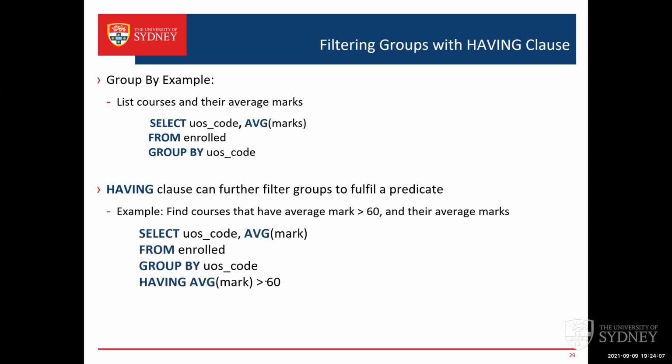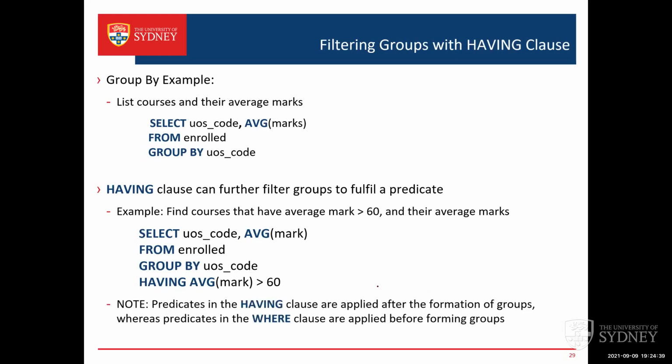Okay. So this is how we are going to write. Having average mark greater than 60. Does that make sense? Select unit study code and average mark from this table, group by this, having average mark greater than 60. Does that make sense? Someone said yes, at least. Okay, that's good.